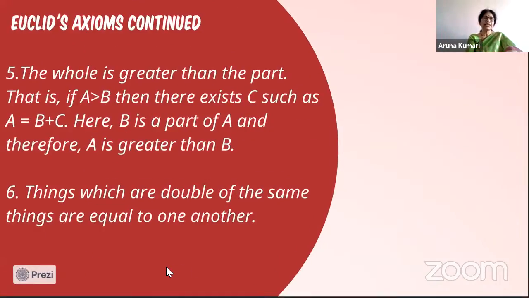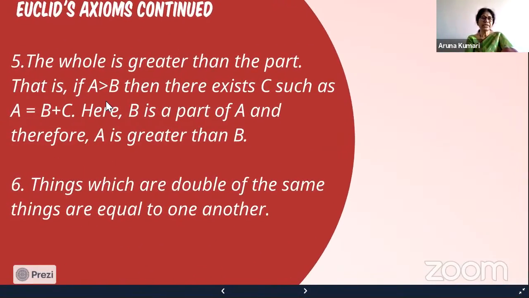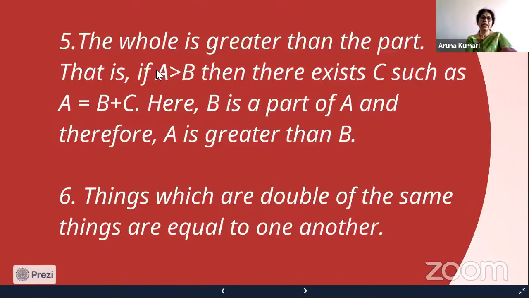See, this is the fifth Euclid's axiom, number 5. What is the fifth axiom of Euclid? Here, the whole is greater than the part. The whole is greater than the part. You know very well. What do you mean by whole? Whole means whole part. Part means some. Always the part will be less than the whole. At the same time, the whole will be greater than the part. Isn't it?